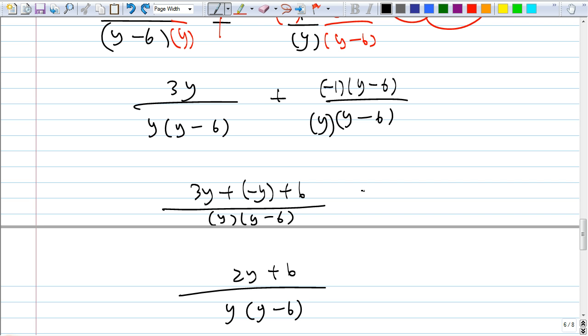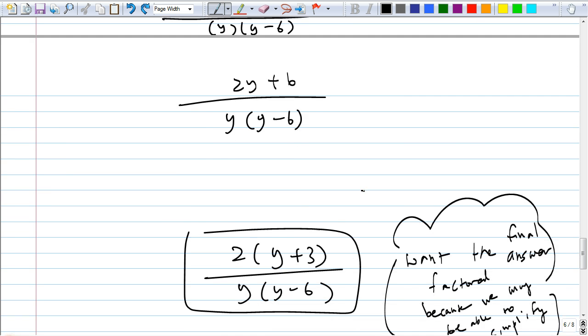And am I done? Actually, you are, but I'm going to ask you to factor the numerator every time if you can. Could we factor the numerator? Is this factorable? Yeah, Marilyn? 2y plus 6. That's right. Marilyn is correct. You get 2 times y plus 3. Why do you think I want you to factor this?